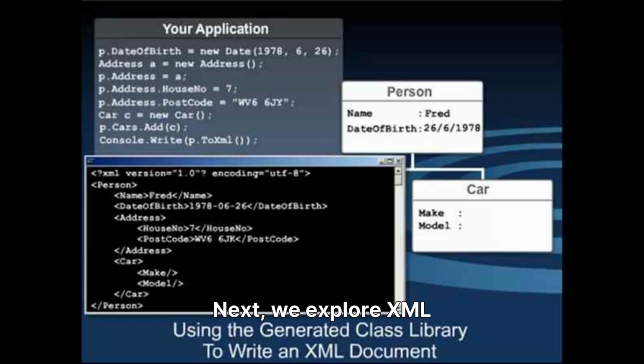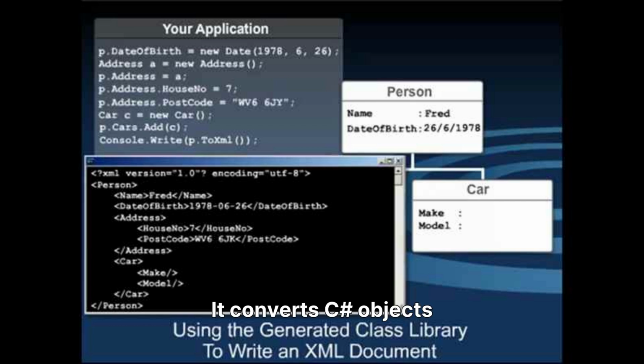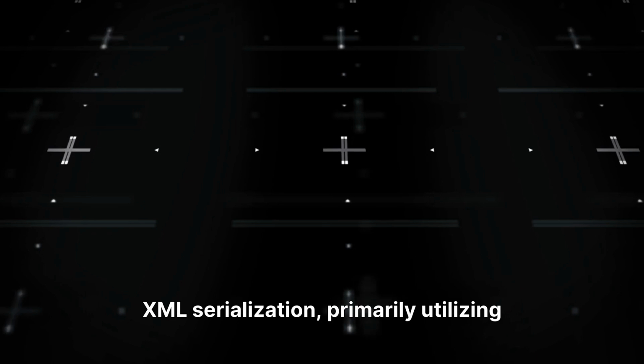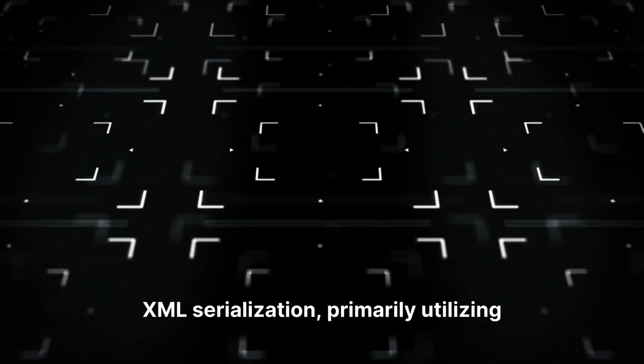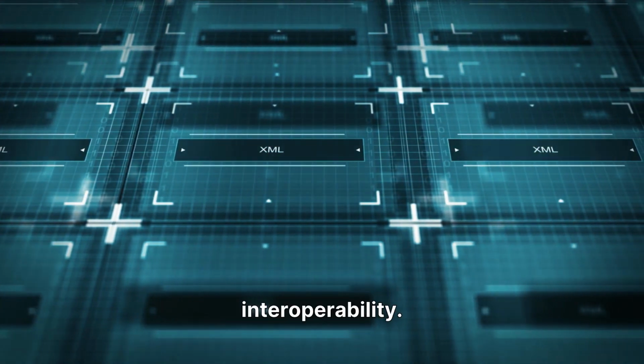Next, we explore XML serialization, a method producing human-readable XML output, significantly different from binary. It converts C# objects into a structured XML document, where data is represented using tags and attributes easily understandable by humans and other systems. This human-readable nature makes it an excellent choice for configuration files, data exchange, and scenarios requiring easy data inspection.